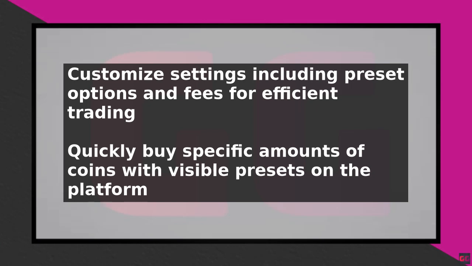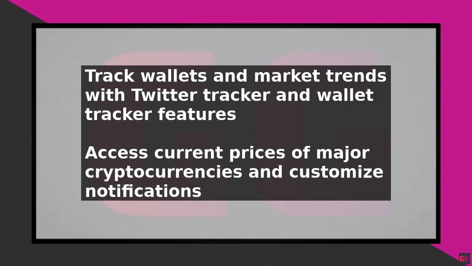export wallets as needed. Another useful tool is the Twitter tracker, which provides insights into market trends and activity. Although this feature requires a minimum trade of 5 Solana to access, the platform also displays the current prices of Bitcoin, Ethereum, and Solana in USD, along with recommended priority and bribe fees, connection information, and region settings.